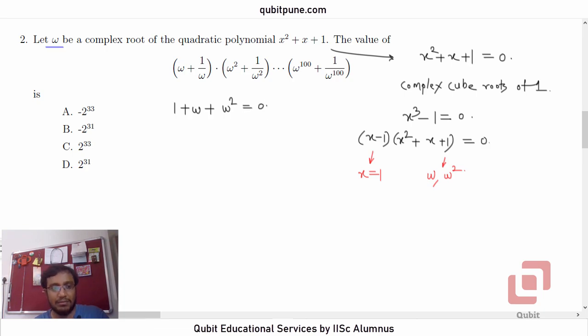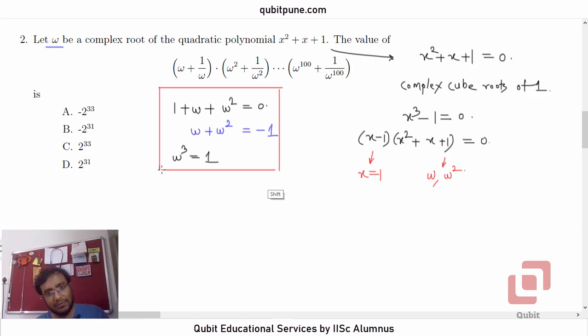That is the main equation which we will make use of in solving this particular problem. Additionally, I will be writing omega plus omega squared as negative 1. I'll tell you why once we begin the solution. And of course, omega cubed will be equal to 1. That's by definition. Now, these things which I have written in the red box, this is what we will need to solve the problem.